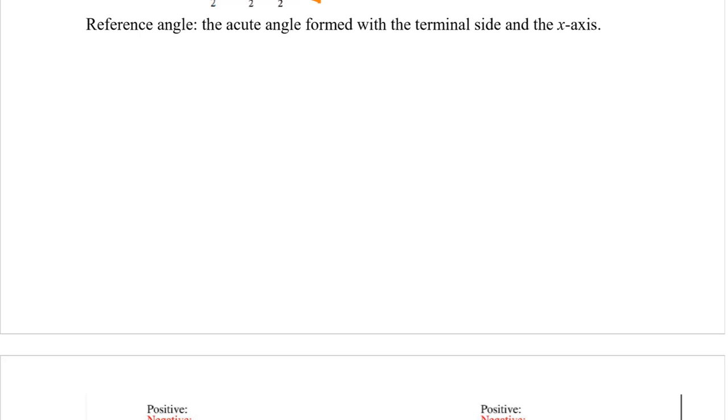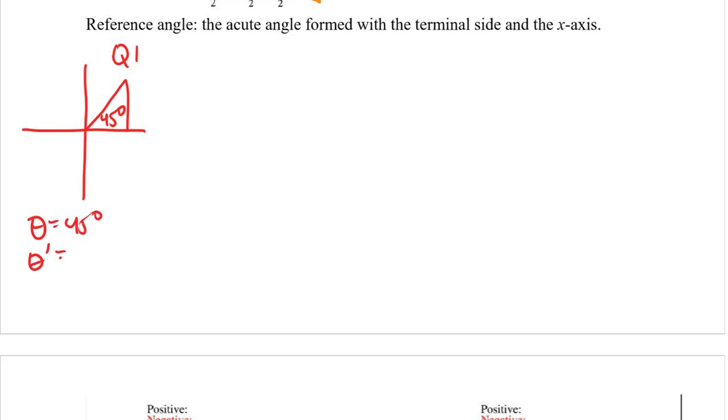So let's just work quadrant through quadrant. Let's talk about an angle in quadrant 1. I'm going to use 45 degrees. Well, 45 degrees is an acute angle, an angle that measures less than 90 degrees. So for theta equals 45 degrees, its reference angle theta prime is also 45 degrees because that is the angle formed by the terminal side and the x-axis.